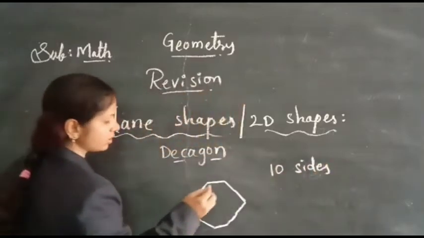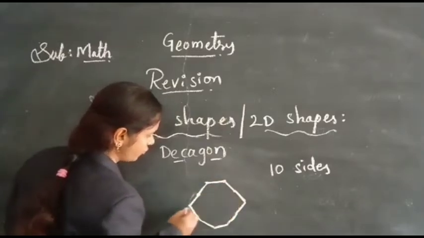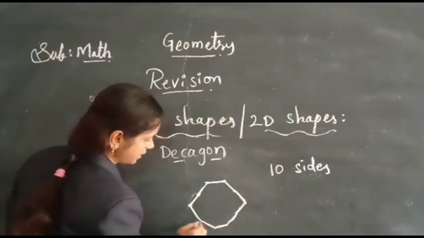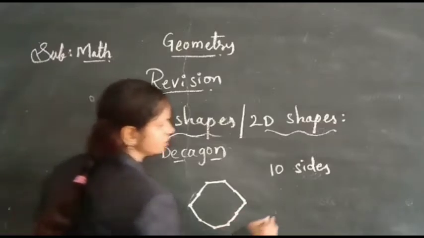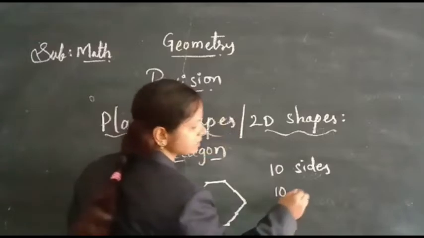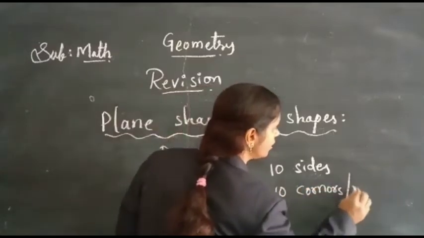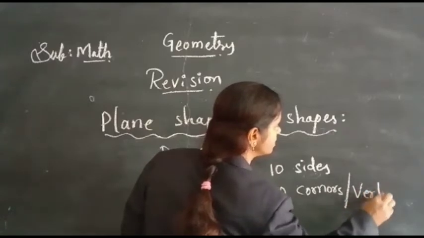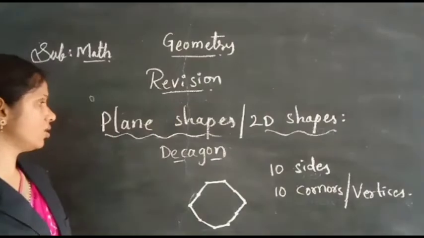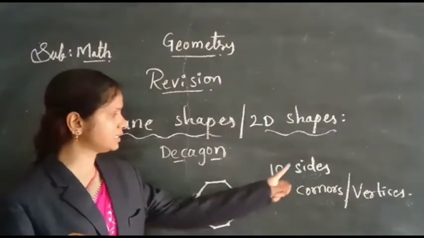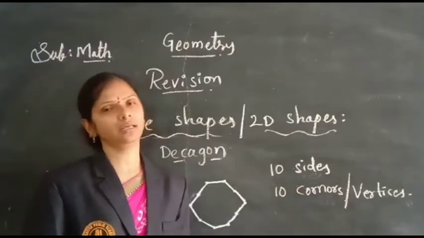And let's count the corners. 1, 2, 3, 4, 5, 6, 7, 8, 9, 10. So a decagon has 10 corners, or 10 vertices. Now this is the shape of a decagon. A decagon has 10 sides and 10 corners, or 10 vertices.